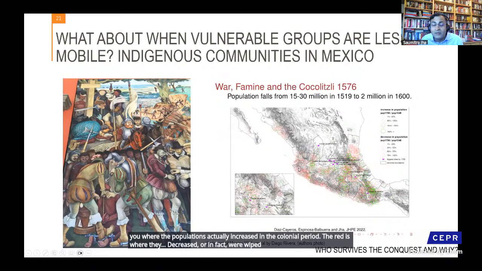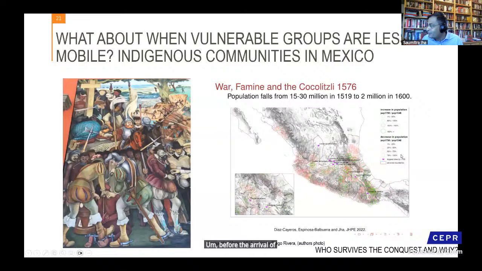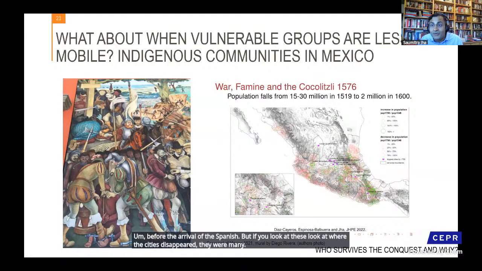Many of us think about Mexican history as a history of peoples living in the hills and competition over land. And there's a vision that Mexico wasn't very open to trade before the arrival of the Spanish. But if you look at where the cities disappeared, many of them were coastal cities that were basically wiped out in many ways.